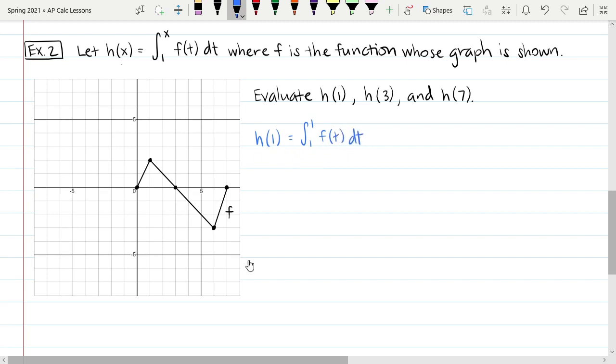Now, I don't even need to look at the graph. If you think back to Unit 4, remember with definite integrals, we had a property that said the definite integral from a to a. So if my limits of my definite integral match, remember that that's always just going to be 0.